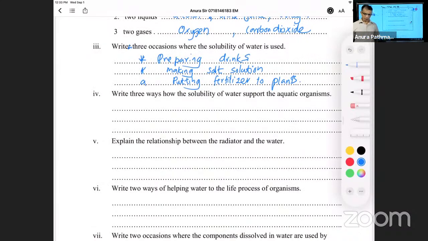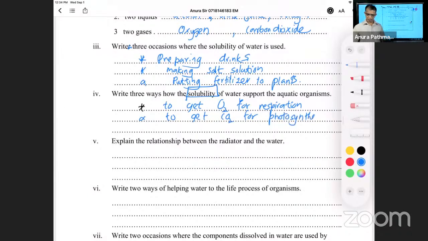Write 3 ways how the solubility of water supports the aquatic organisms. To get dissolved oxygen in the water, to get oxygen for respiration. To get carbon dioxide for photosynthesis. Very good. To get CO2 for photosynthesis. And now next.